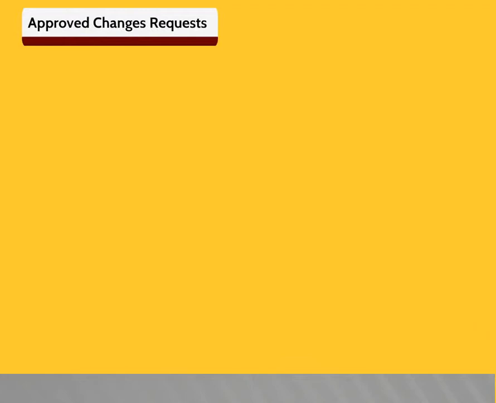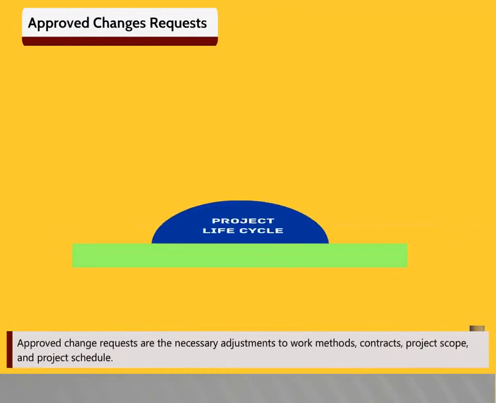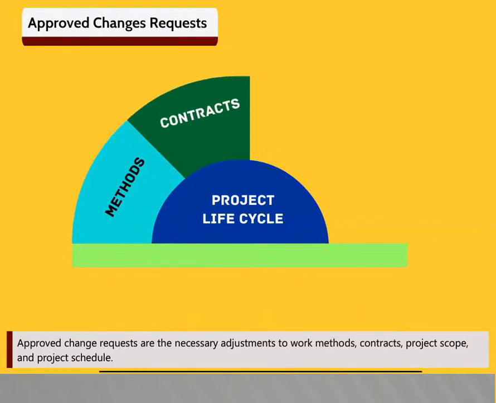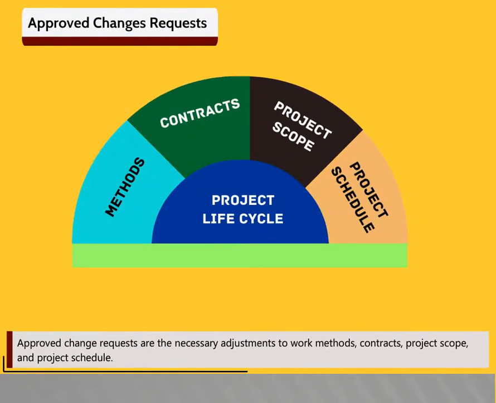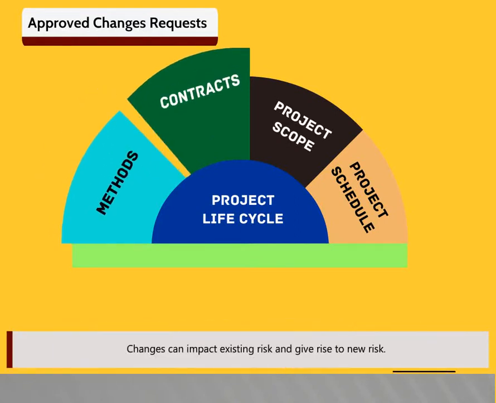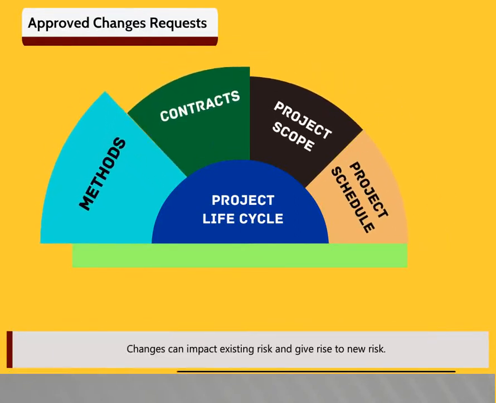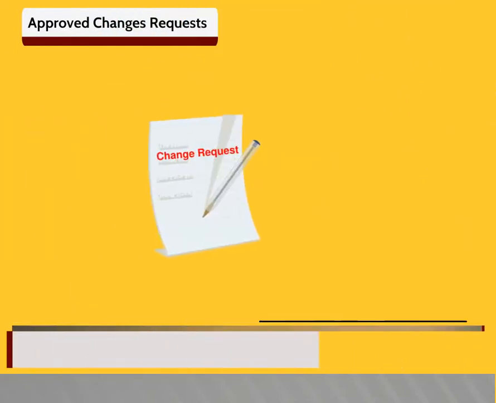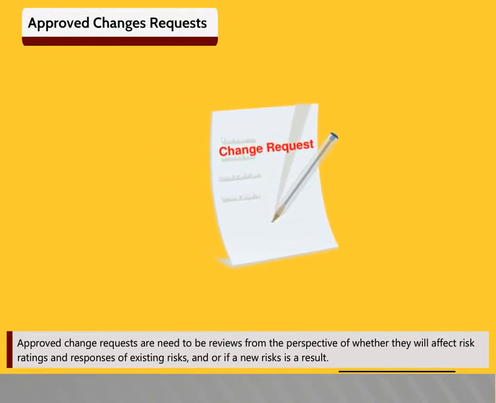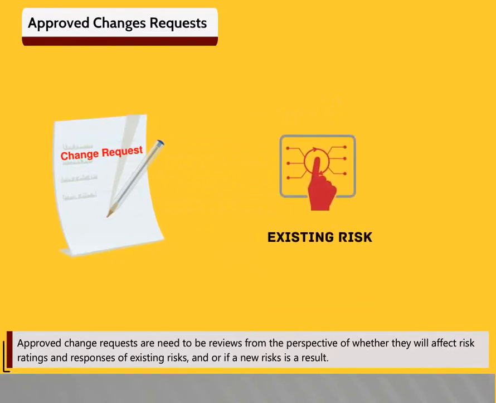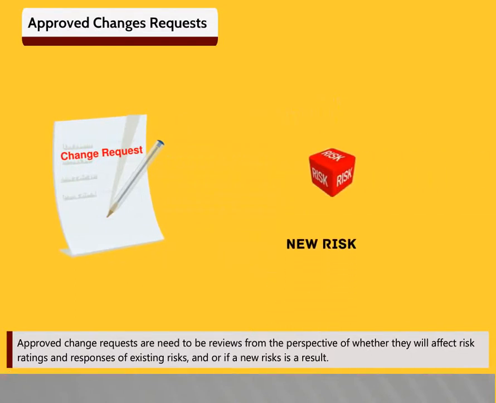Approved change requests. Approved change requests are the necessary adjustments to work methods, contracts, project scope, and project schedule. Changes can impact existing risk and give rise to new risk. Approved change requests need to be reviewed from the perspective of whether they will affect risk ratings and responses of existing risks, and/or if a new risk is a result.